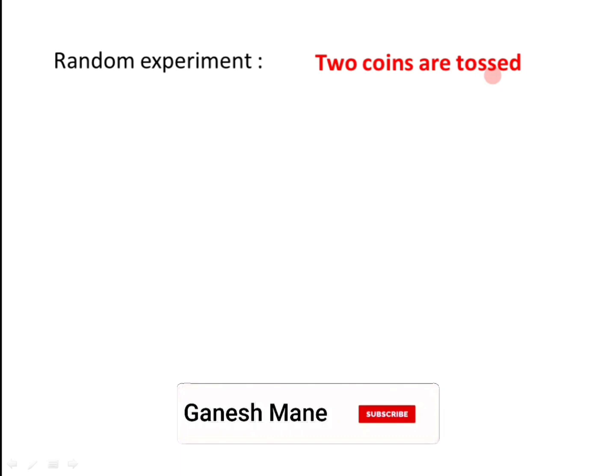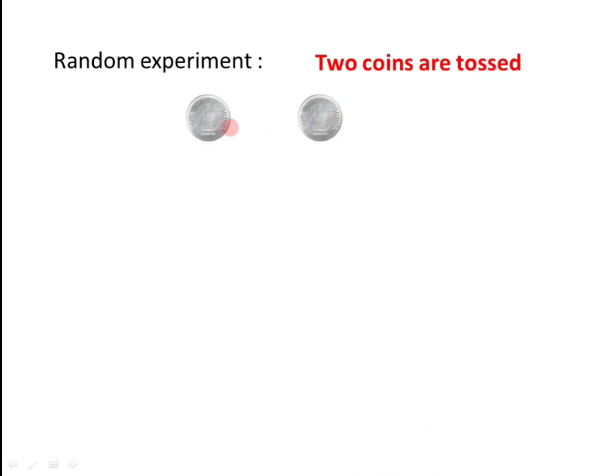Now we have to toss two coins simultaneously. On the first coin we can get heads, and on both coins we can get heads. This is the first possibility that we may get. The second possibility is that on the first coin we can get head and on the second coin we can get a tail. This is the second possibility, that means second outcome.